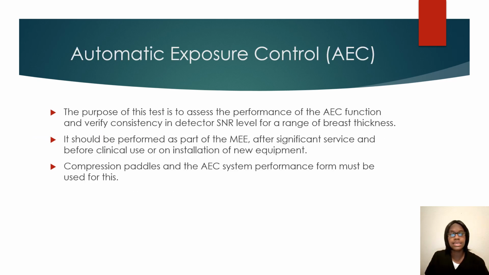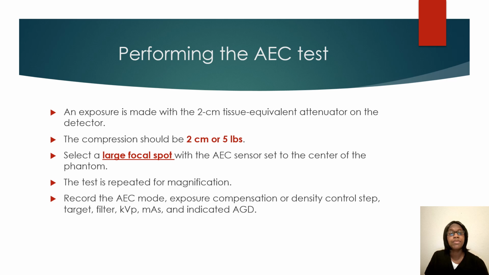For your AEC, the purpose of this test is just to make sure that the AEC is performing well, is very consistent, and is detecting the SNR within a certain range of the breast tissue. So compression patterns and the AEC system performance form must be used for this. When performing the AEC test, an exposure is made with 2 centimeters of tissue equivalent attenuator on the detector. So the compression should be 2 centimeters or 5 pounds.